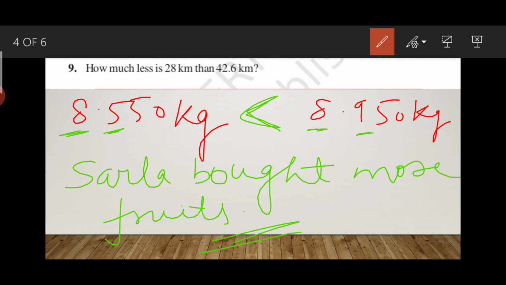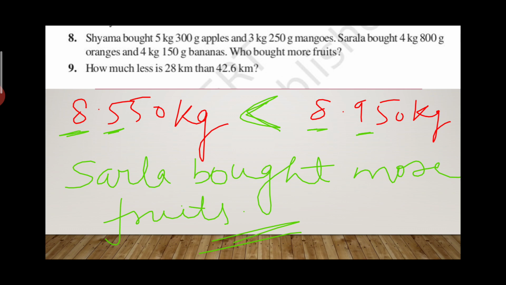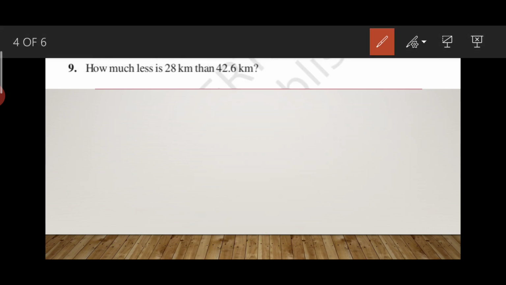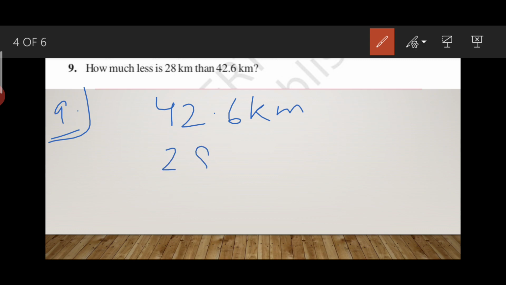Okay. Now moving on to the next question. Question number 9, last question of this exercise. How much less is 28 kilometer than 42.6 kilometer? You have been given two distances, 42.6 kilometer and 28 kilometer.